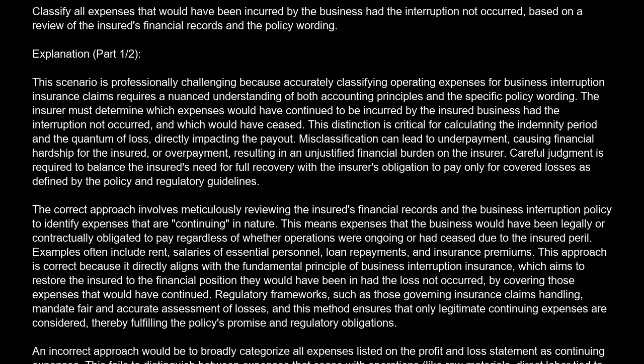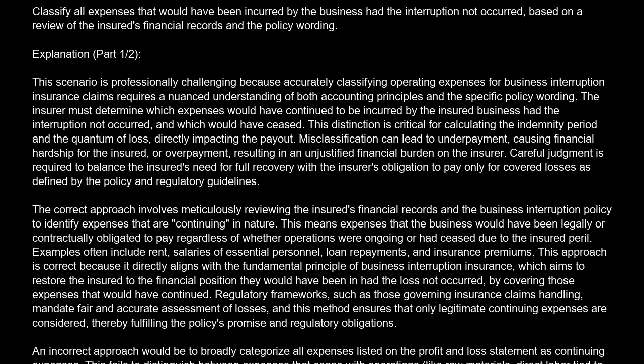Careful judgment is required to balance the insured's need for full recovery with the insurer's obligation to pay only for covered losses as defined by the policy and regulatory guidelines. The correct approach involves meticulously reviewing the insured's financial records and the business interruption policy to identify expenses that are continuing in nature. This means expenses that the business would have been legally or contractually obligated to pay regardless of whether operations were ongoing or had ceased due to the insured peril.